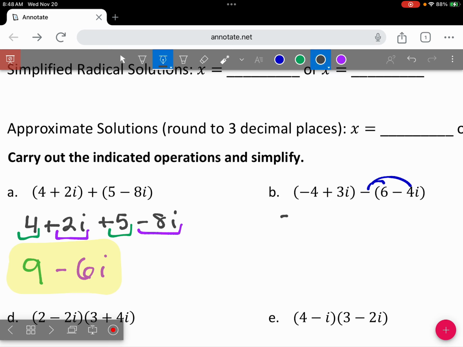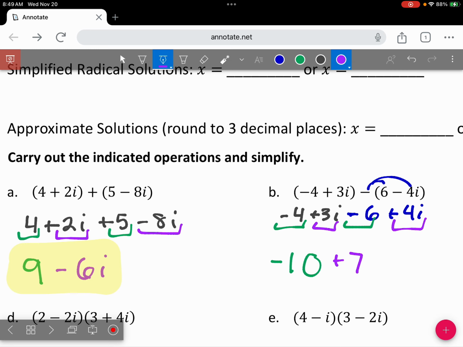This just becomes negative 4 plus 3i minus 6 minus negative 4, which is plus 4i. So adding and subtracting is just combining like terms. When we're subtracting, we just have to be extra careful about signage. Because this one should wind up with negative 4 and negative 6 being negative 10, and 3i plus 4i giving us 7i.